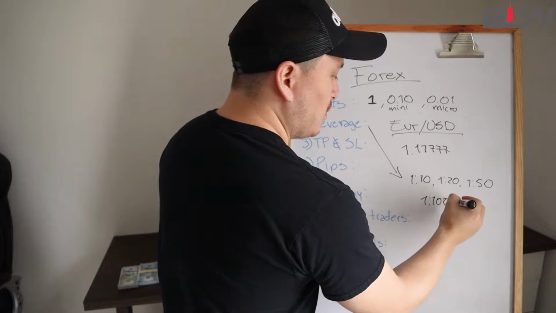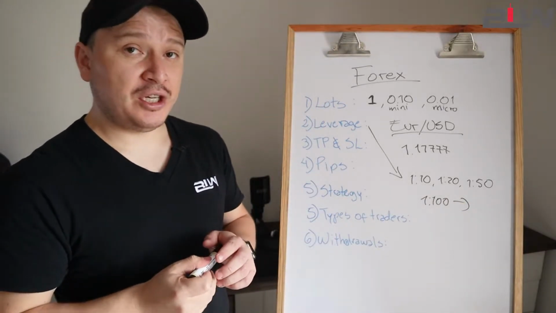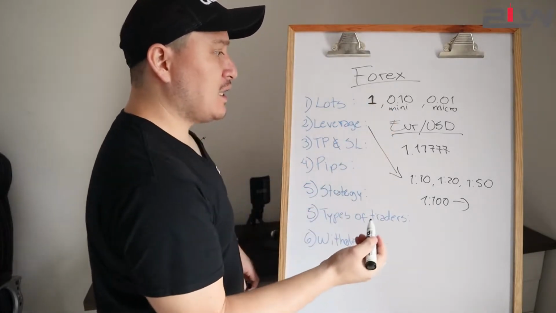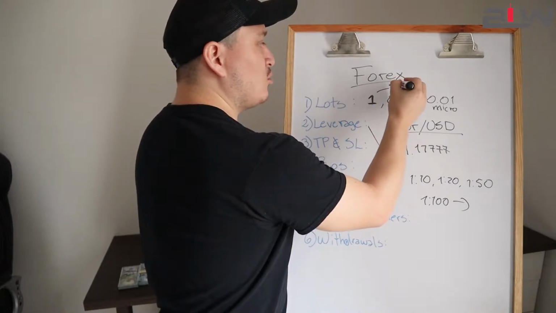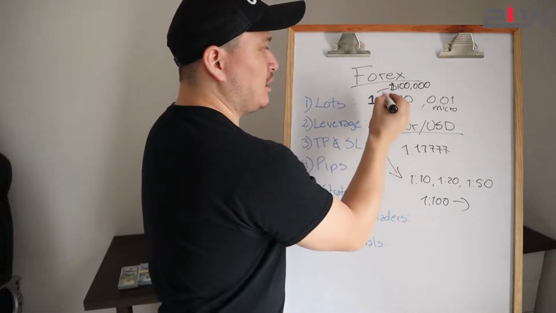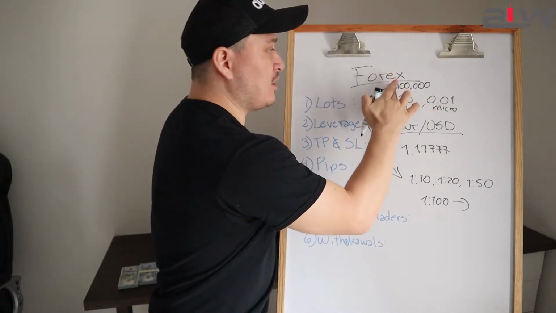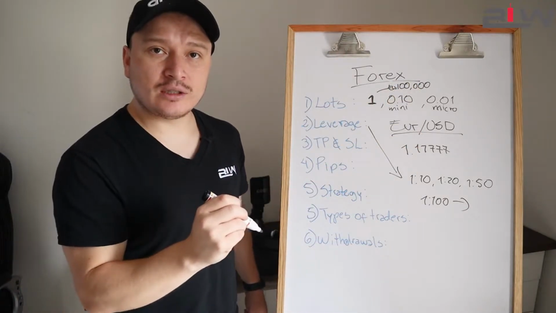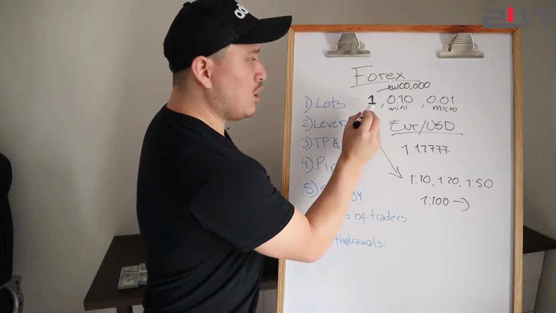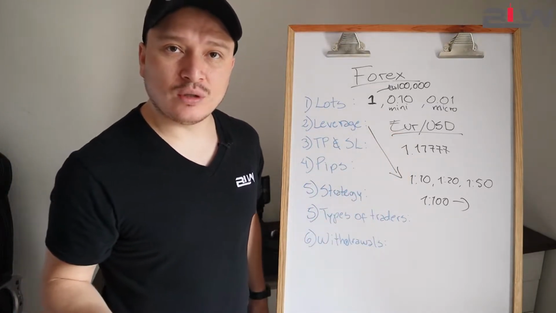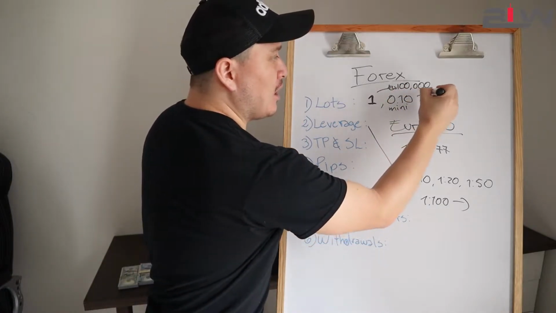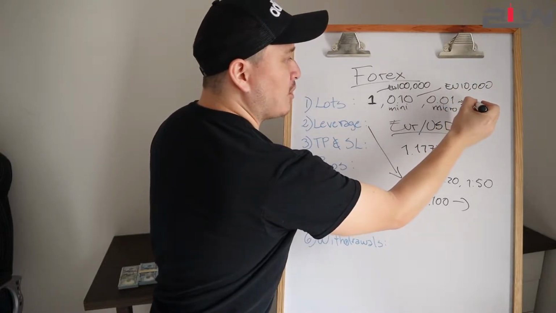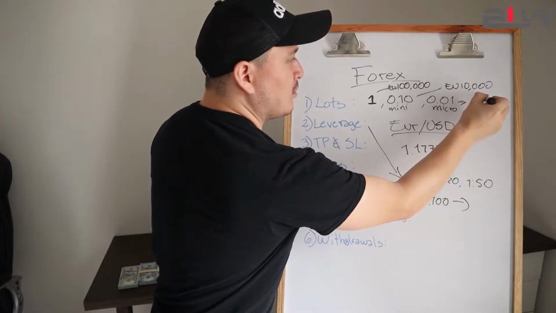1:100, and so on. What leverage means is that, look, if you want to buy, for example, one lot, this is 100,000 on the currency that you want to buy. So in this specific occasion, it would be euro. 100,000 euro is one lot. So if you want to buy one lot, you will need to buy 100,000 euros. One mini lot is 10,000 euros, and one micro lot is 1,000 euros.